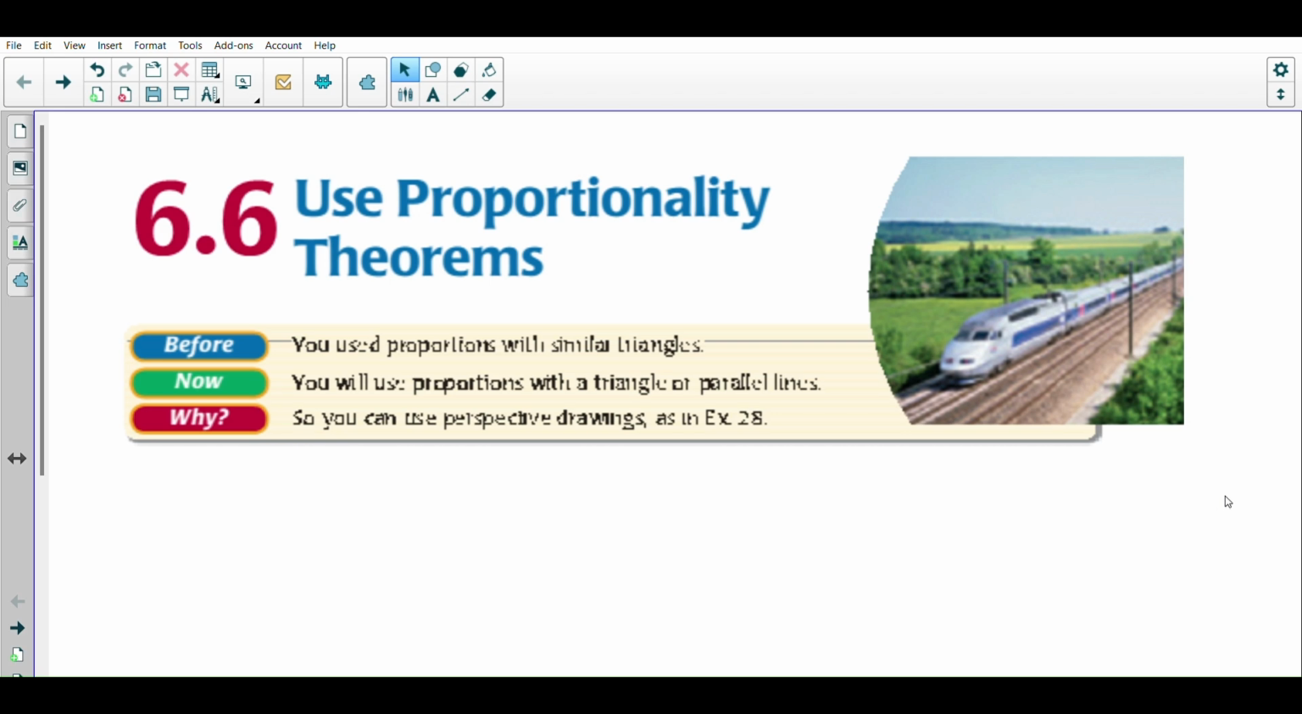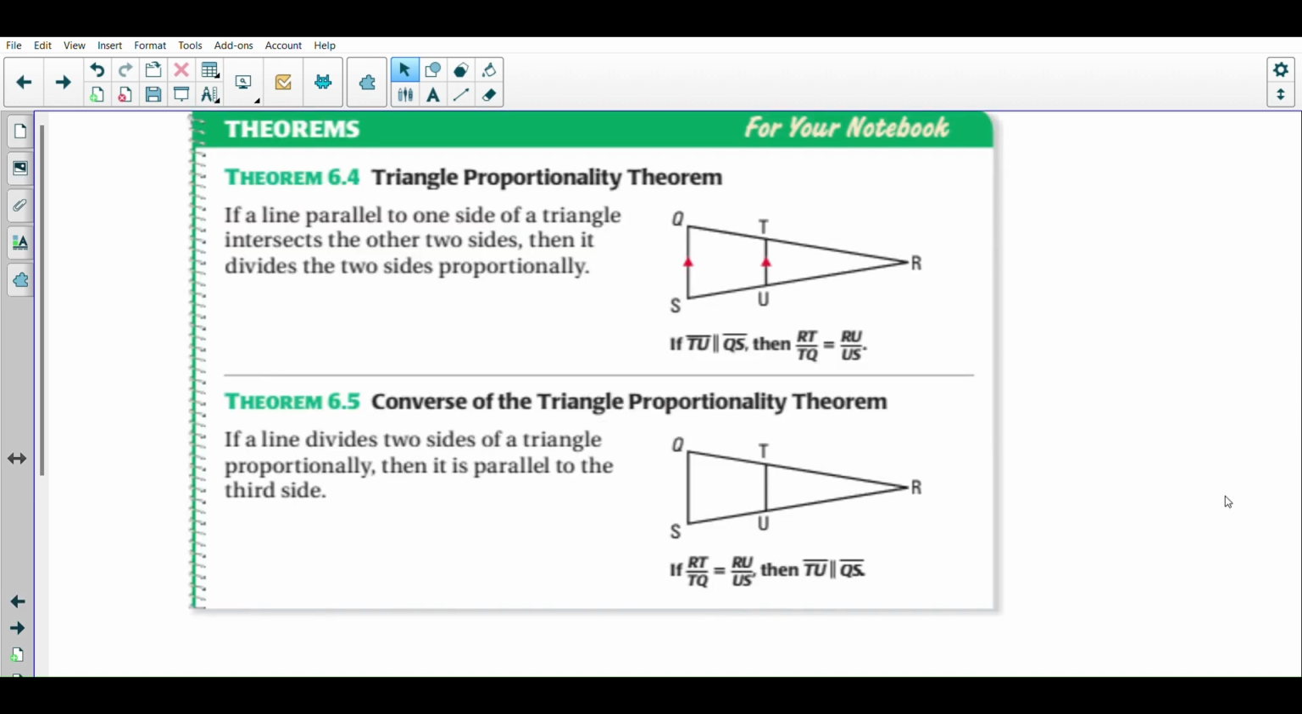In this video we're going to look at section 6.6, using proportionality theorems. We've talked about different theorems in the past, and we've learned about proportions. Now we're going to introduce new proportionality theorems to help us solve some problems. The first one we want to look at is the triangle proportionality theorem. It says if a line parallel to one side of a triangle intersects the other two sides, then it divides the two sides proportionally.